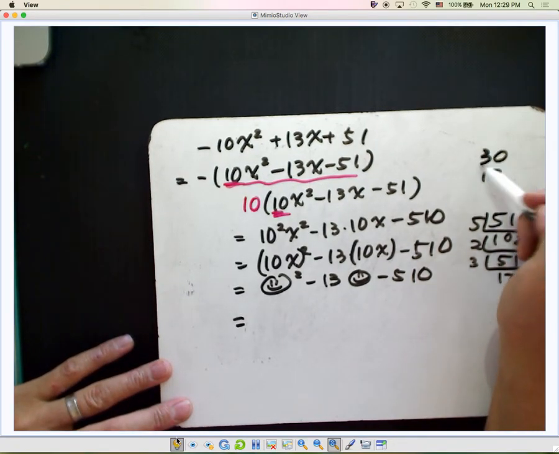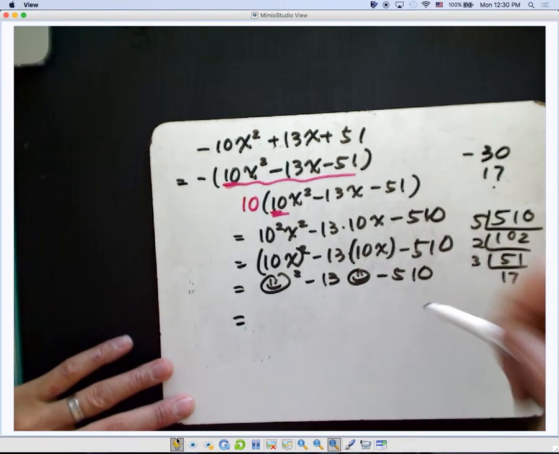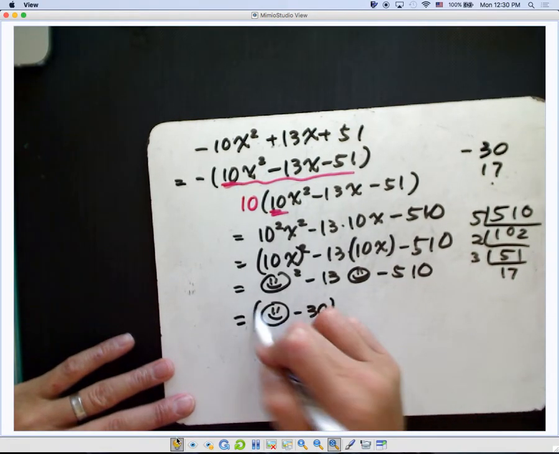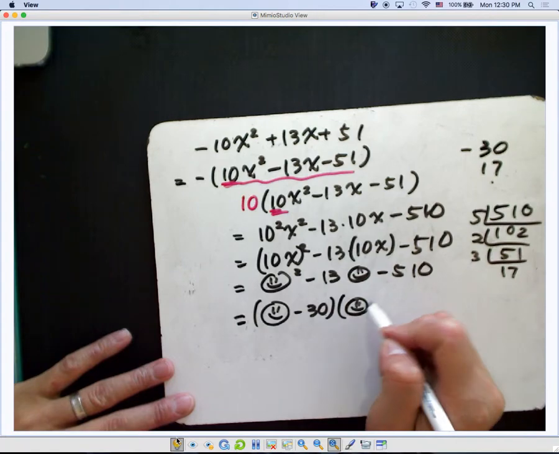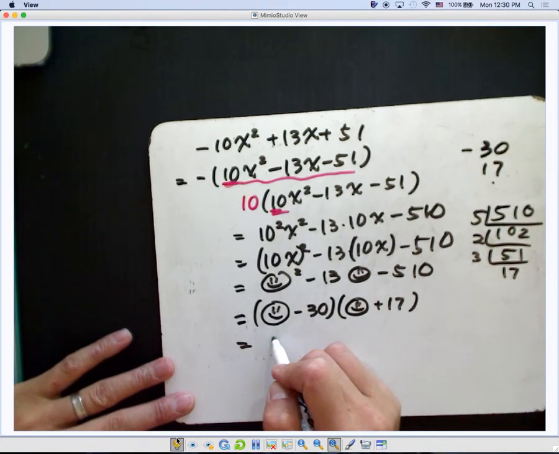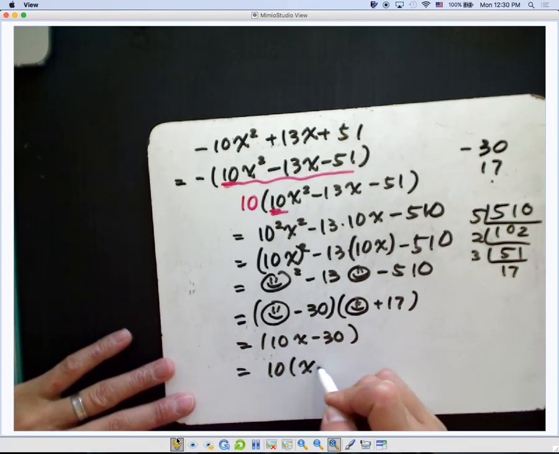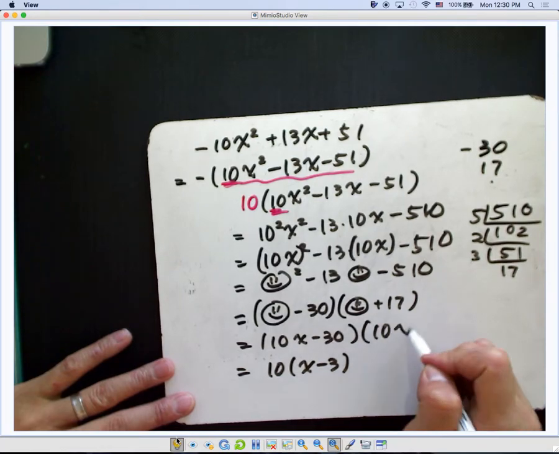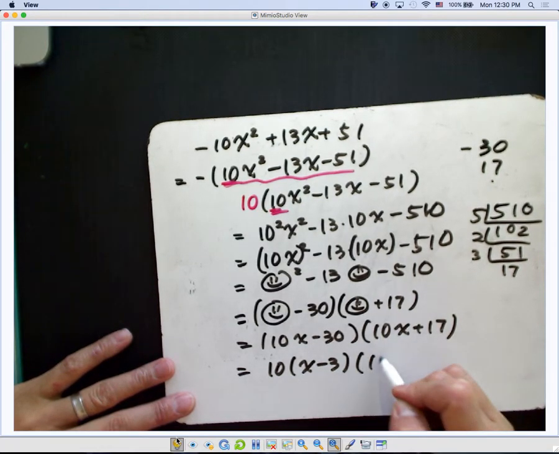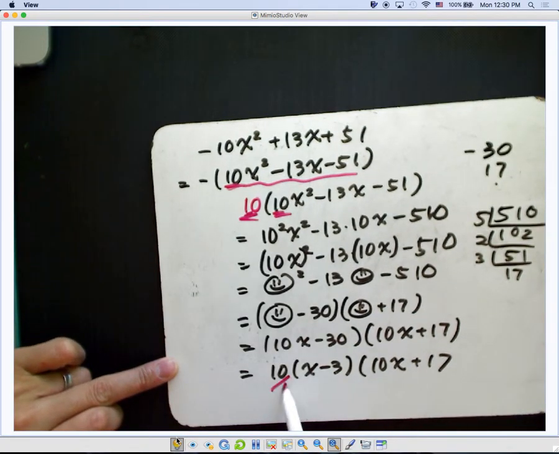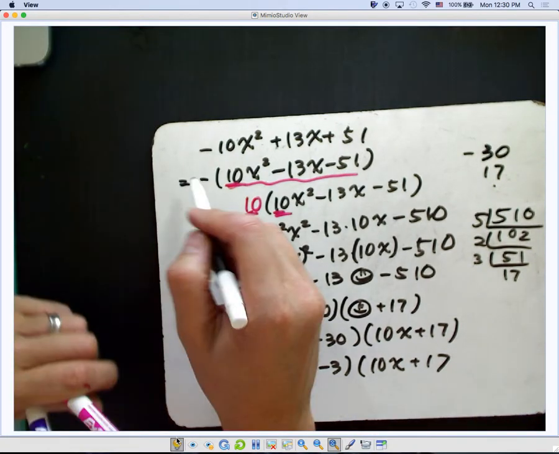If you choose 30 and 17, and if you take negative, then negative 30 plus 17 is 13, and negative 30 times 17 is 510. So we should have smiley mark minus 30 times smiley mark plus 17. And if you peel that off, you get 10x minus 30, which can be factorized as 10 times x minus 3, times 10x plus 17. At the beginning, we multiplied by 10, so we have to divide by 10. So that'll cancel out. Don't forget the negative sign in front.